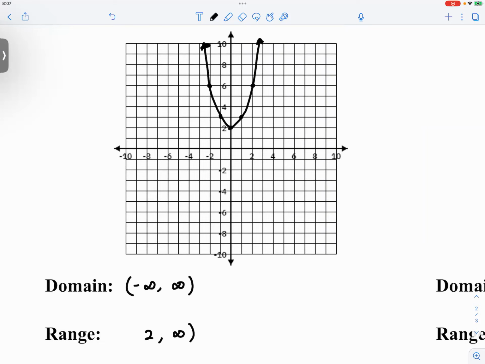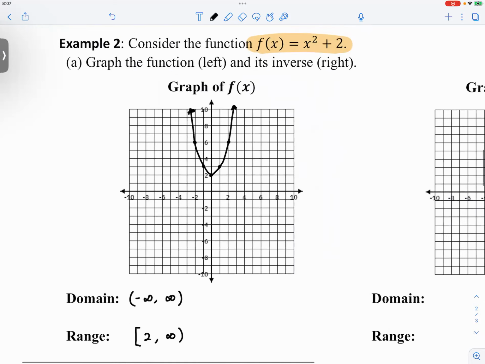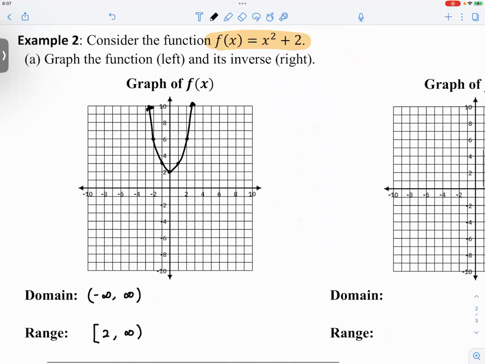Now, I saw that people still have trouble using brackets and parentheses in interval notation. This is a bracket. We use a bracket in this case because the number 2 is included, okay, in this process. Okay.